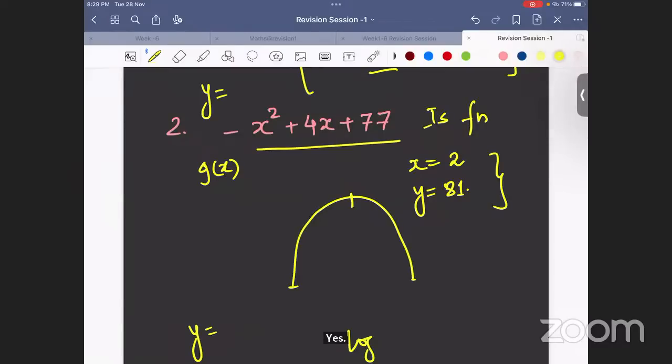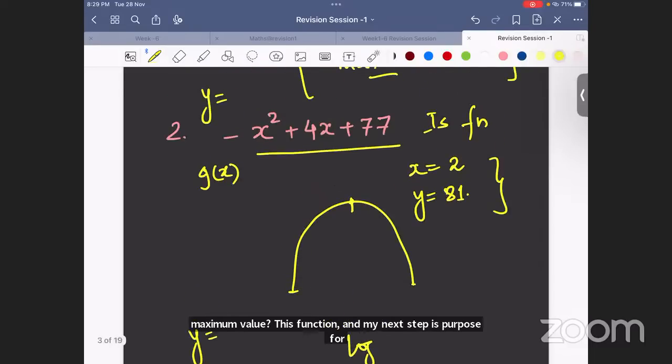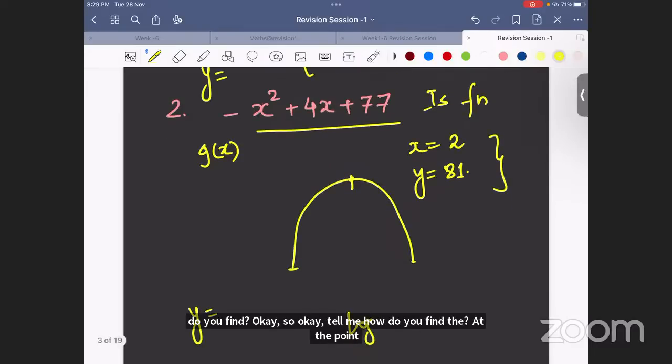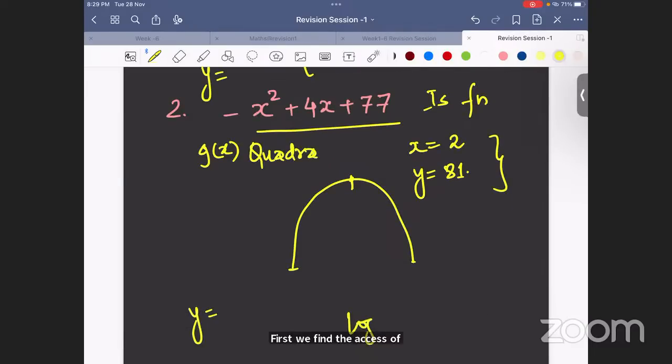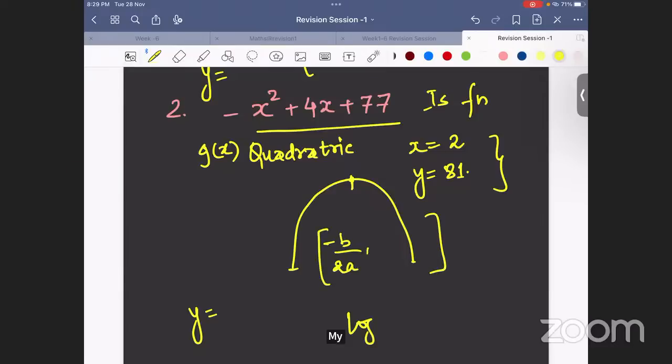Any problem in this? Anyone having any issue? Sir, how to find the maximum value of the function minus x square plus 4x? Okay, tell me, how do you find the maximum point for a quadratic equation? First we find the axis of symmetry. You can find the maximum value by the formula minus b by 2a, and then put that value of x in the function. The maximum value is minus b square by 4a.